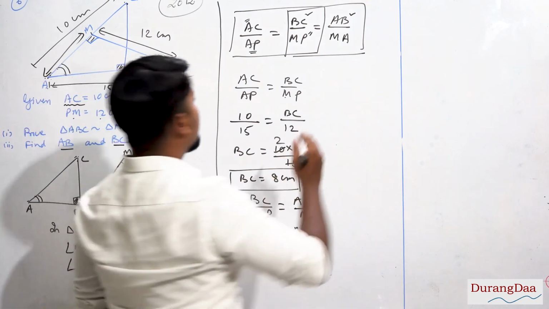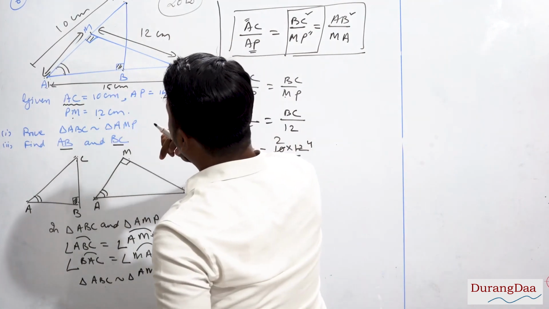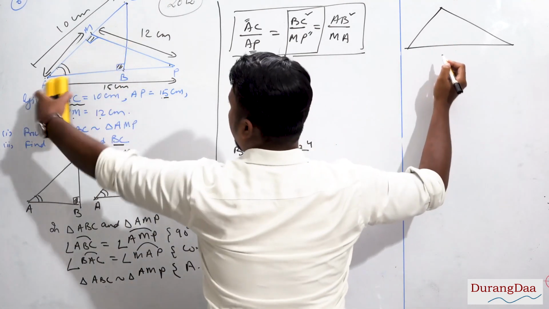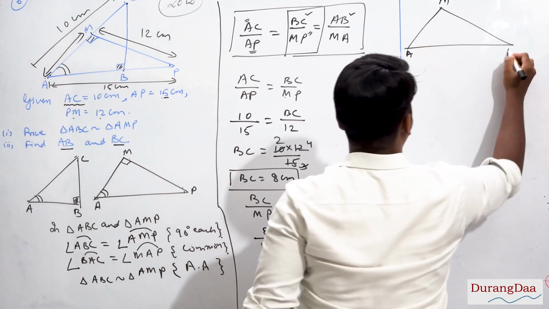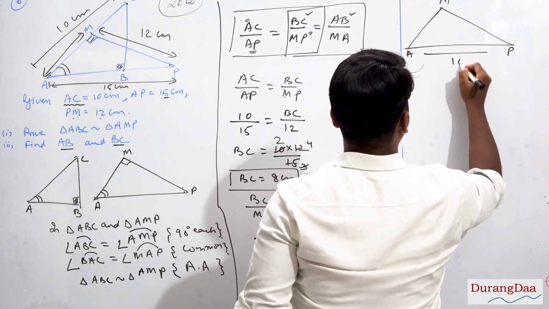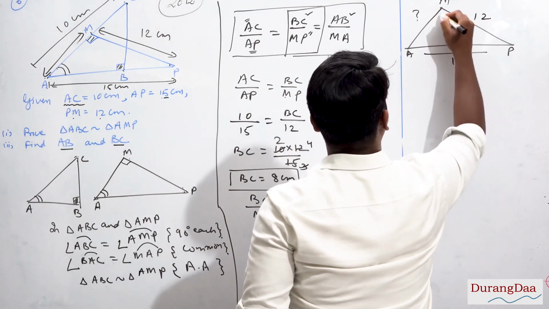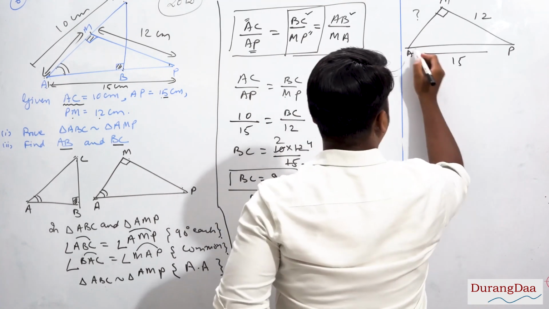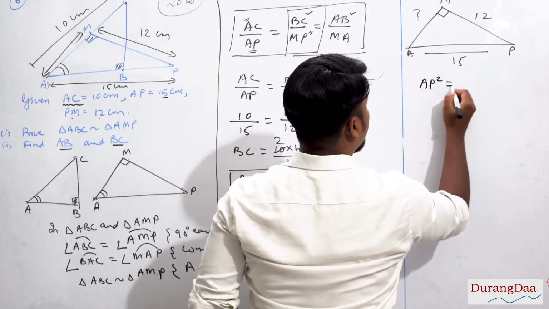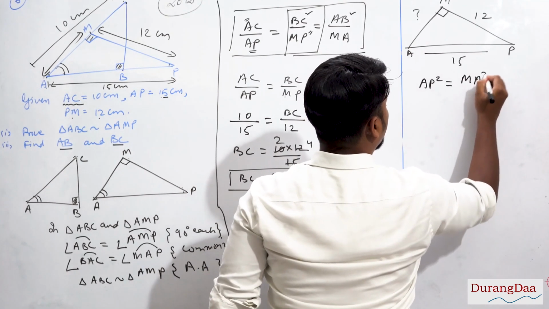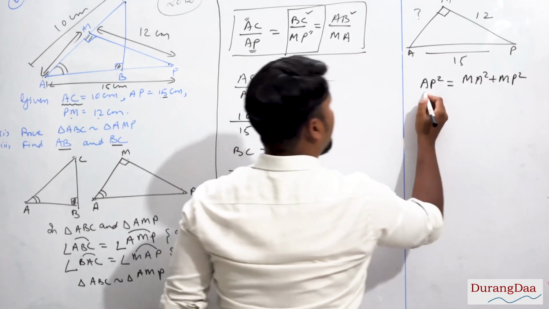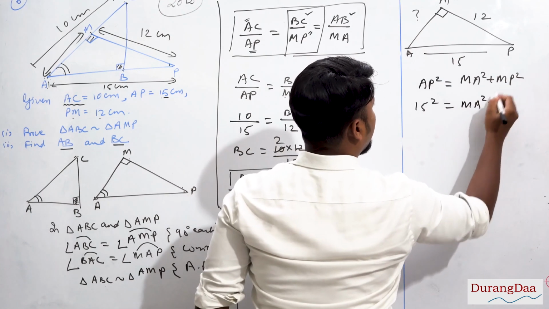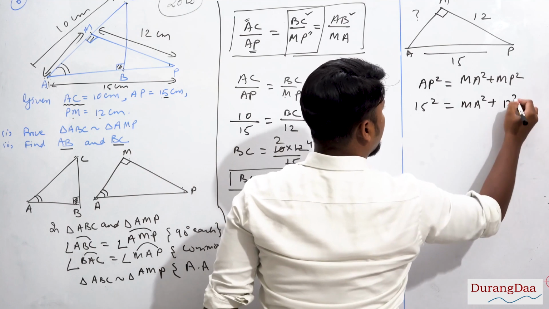How to do that? To calculate MA, let me draw this triangle once more. Triangle MAP. This is 15, this is 12, and this is unknown, and here we have 90 degrees. That means we have to use the Pythagoras theorem here. So this would be AP square equals MA square plus MP square.